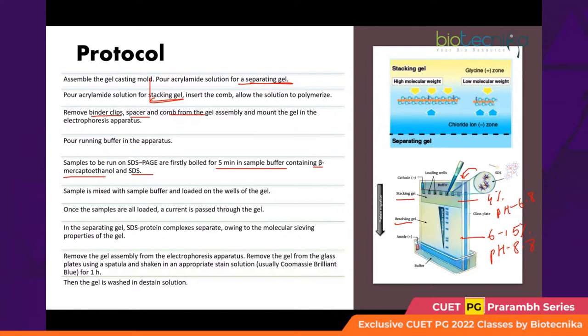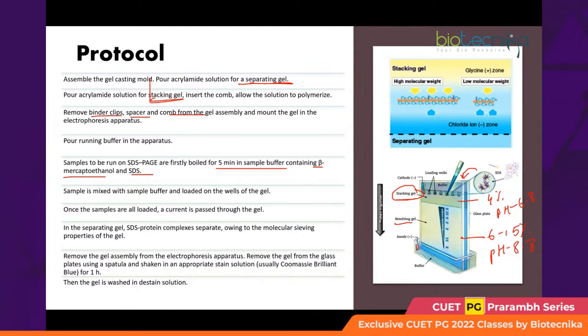So first of all, what will happen? The sample will leave the well and come into the stacking gel. Now, why is it called stacking gel? In the stacking gel, the pore size is large, so there won't be any resistance that the protein will feel. This will allow the protein to move freely and concentrate under the effect of the electric field. The band sharpening effect will be there. And how will this band sharpening happen?